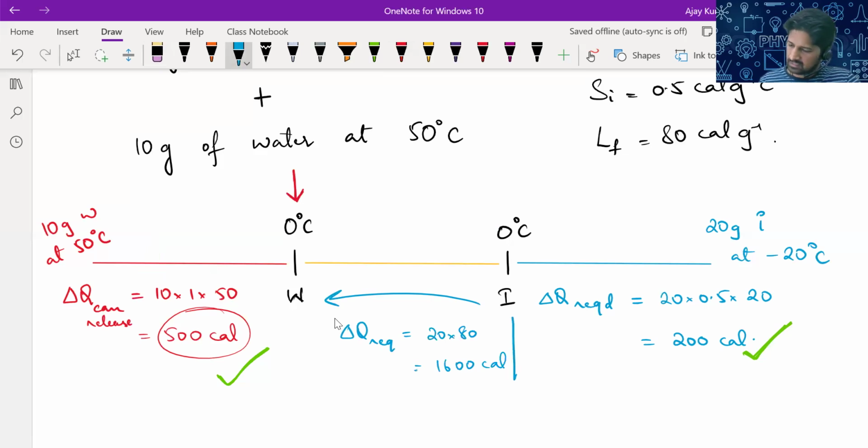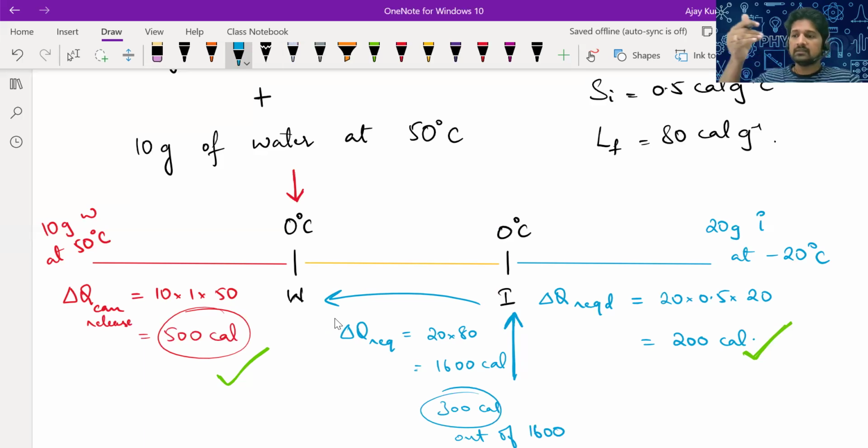Now ice had reached 0. Ice had reached 0, and it has started converting to water also. Ice has started melting. For ice which is on that side, 20 grams, to completely melt, it requires 1600 calories. Okay. But see, water had already given 200 calories. How much more can it give? 300 only. So out of these 1600, ice can only get 300 calories that it requires. So ice won't completely melt into water, only partially it will melt.